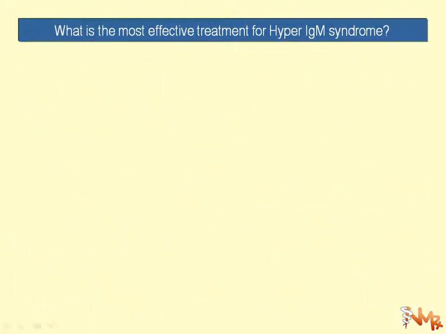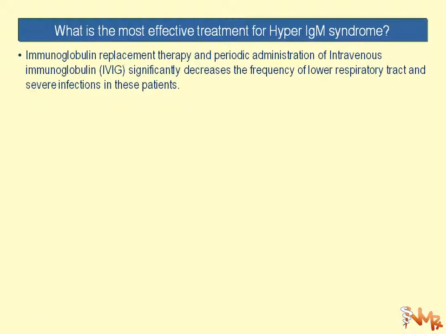What is the most effective treatment for patients with hyper-IgM syndrome? It just came up, and I'm sure that you're curious to know how you should treat these patients, and most likely you don't want to wait until I get to the point that I have to talk about all these immune deficiency conditions. Immunoglobulin replacement therapy and periodic administration of intravenous immunoglobulin, IVIG, significantly decreases the frequency of respiratory tract infections, in addition to other types of infections in these patients.